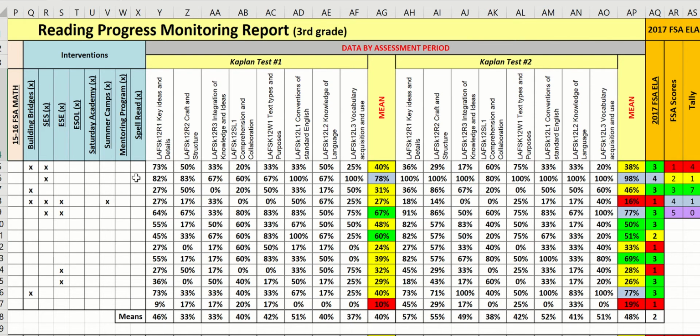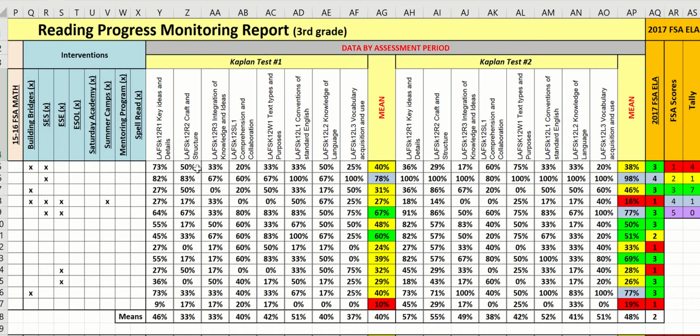You can see like this first student, 73 in key ideas and details, but they're really low on comprehension. They're really low on conventions of standard English, and they're really low on vocabulary. And here you have a student that's pretty high on comprehension, pretty high on conventions of standard English. Okay, so this is kind of used to help see how the students are doing.